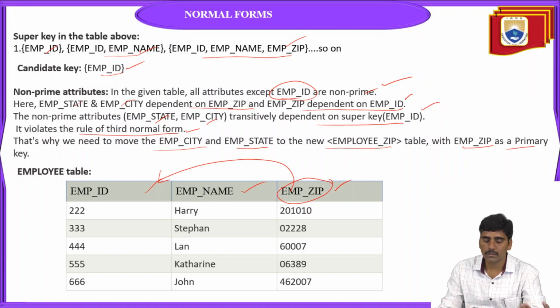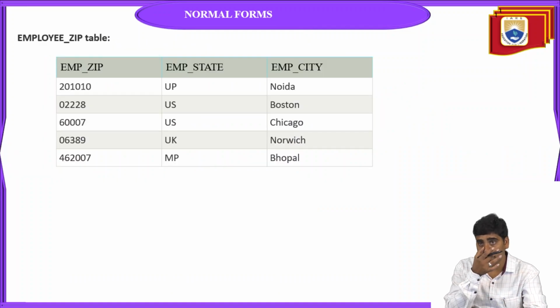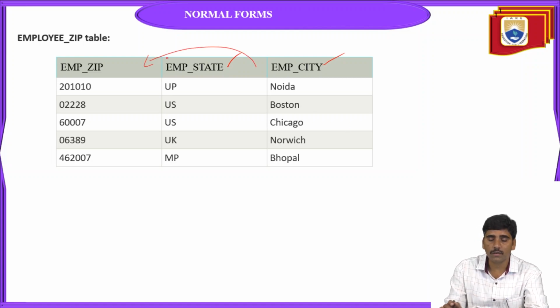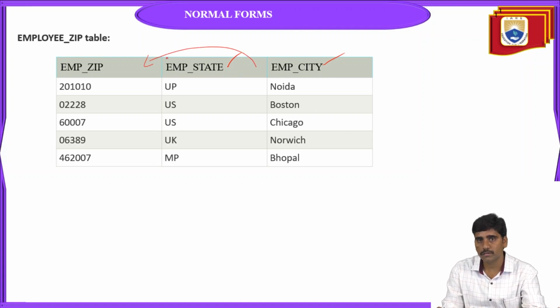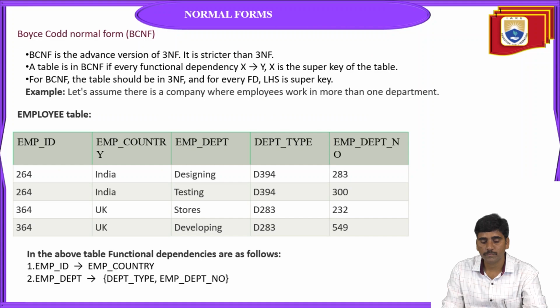So here the employee table contains employee ID, employee name and employee zip, and the employee zip table contains employee state and employee city. So these two are fully transitively dependent on employee zip, and employee zip is dependent on the employee table. So this is the way the transitive dependency will work in third normal form.